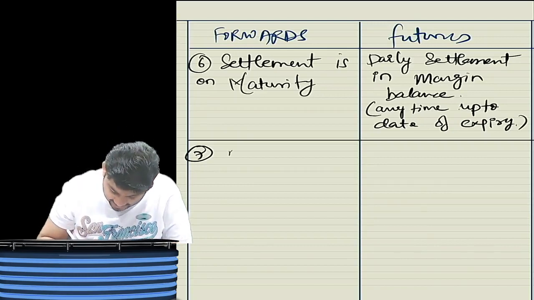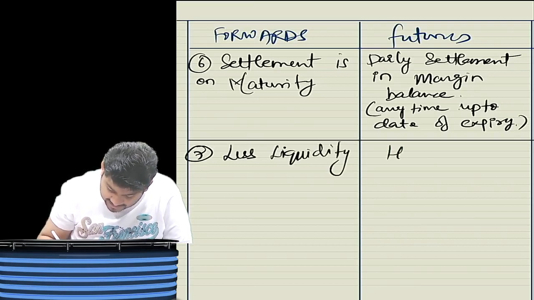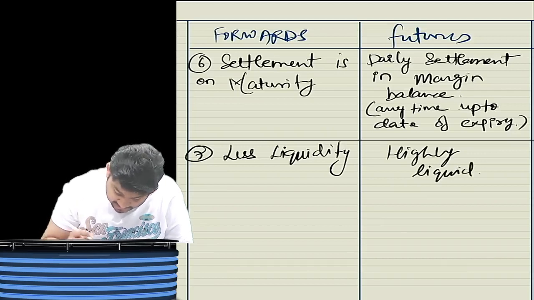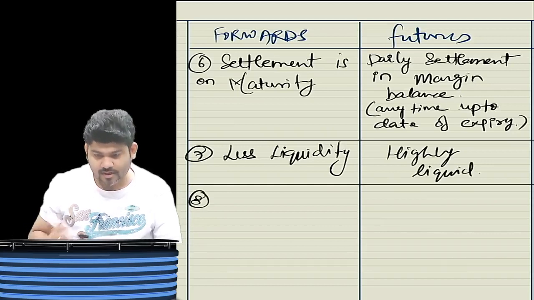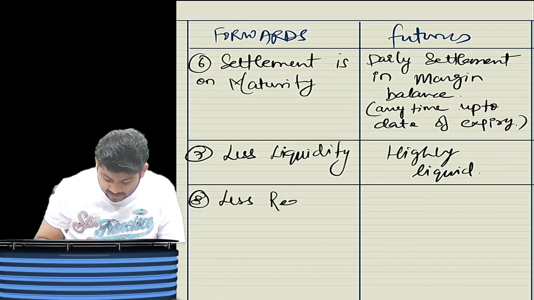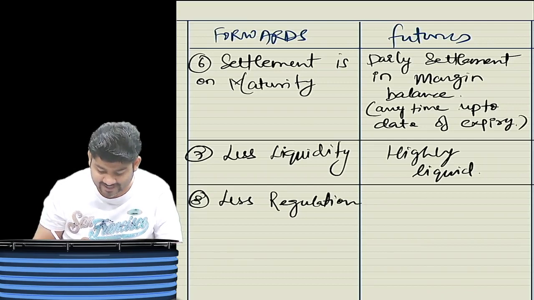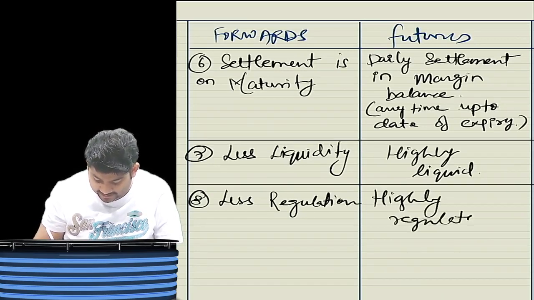Right? So here in case of forwards, there is less liquidity. What if you don't turn up on that day? But in futures there is high liquidity. Why? Because there is a regulator in between. Gotcha, everybody? Then, forwards is an OTC contract. So, regulation wise, here there is a stock market and it is highly regulated by SEBI. Highly regulated.